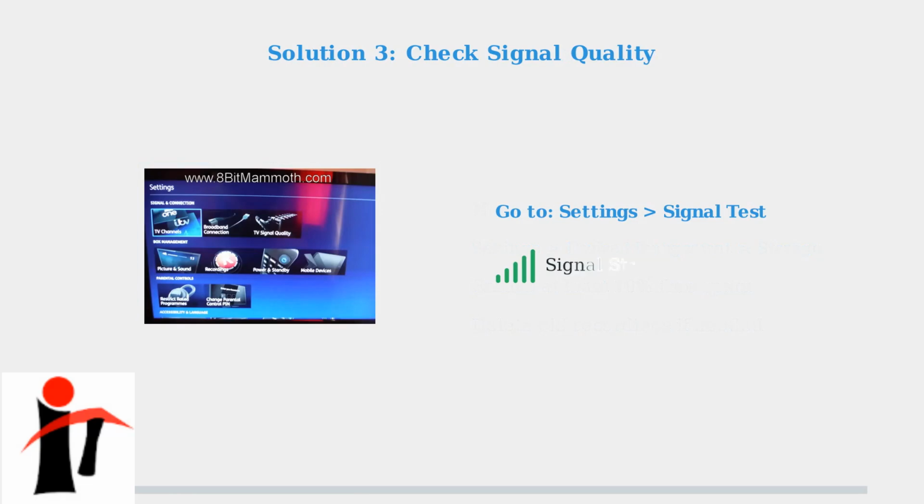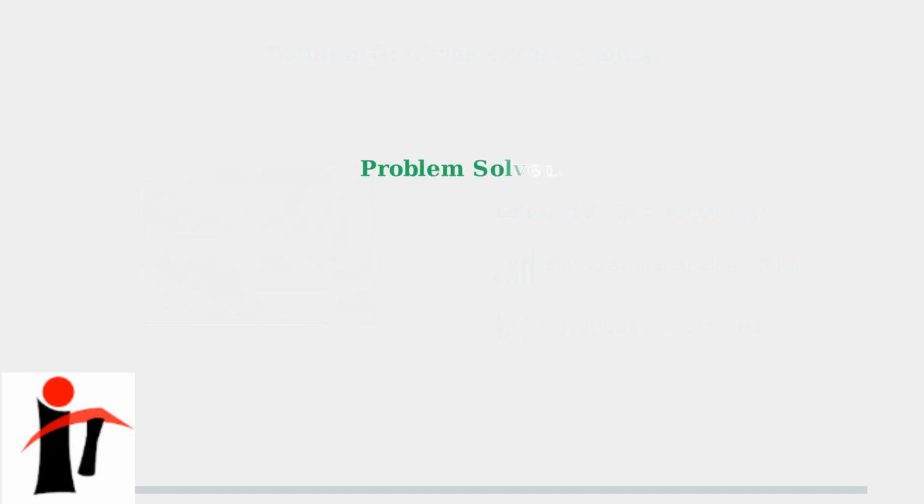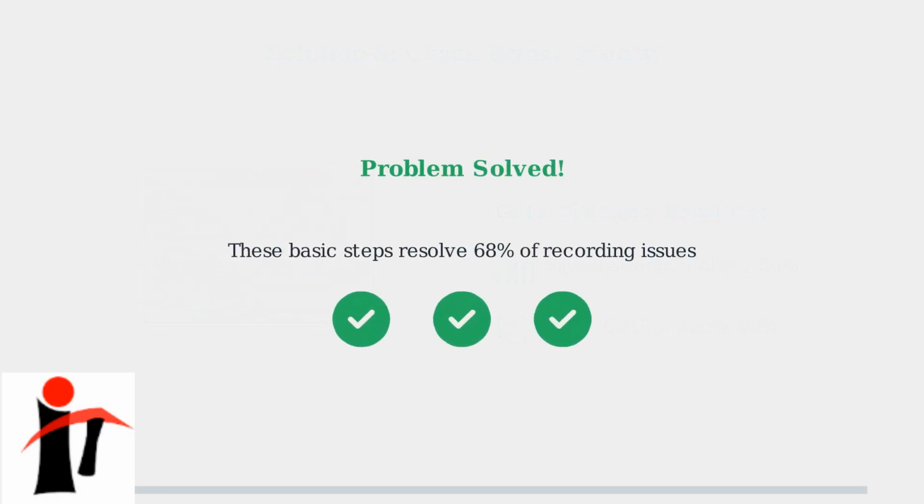Finally, poor signal quality can cause recording issues. Check both signal strength and quality to ensure your YouView box is receiving a clear, stable signal from your aerial. These three basic troubleshooting steps resolve the majority of YouView recording issues. Most users find that a simple power cycle fixes their problems, while storage and signal checks address the remaining common causes.